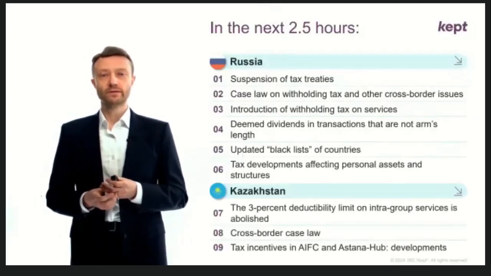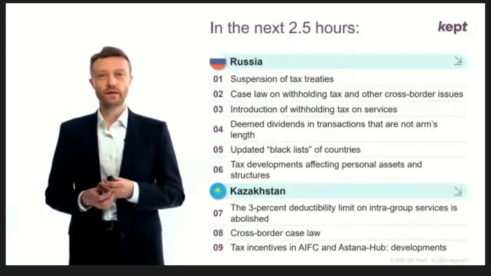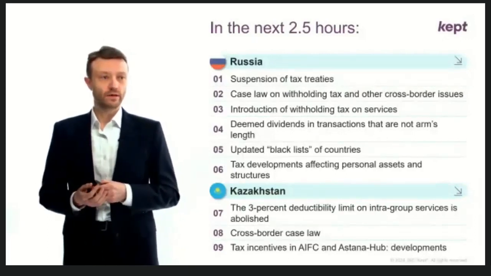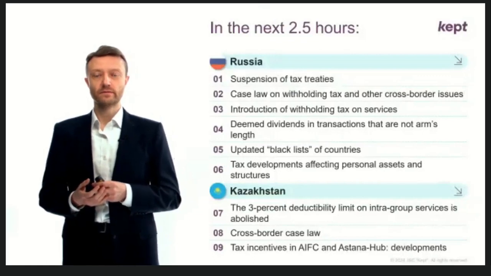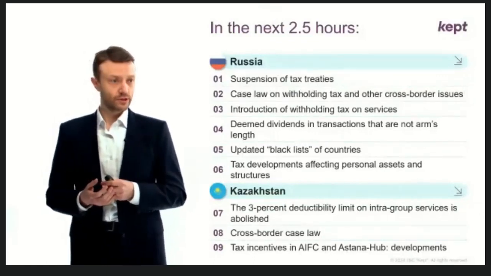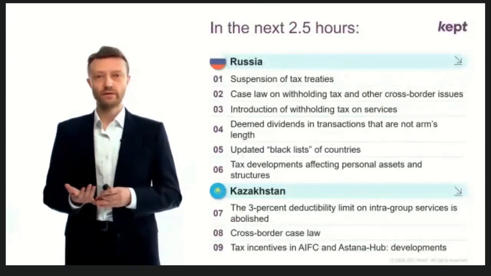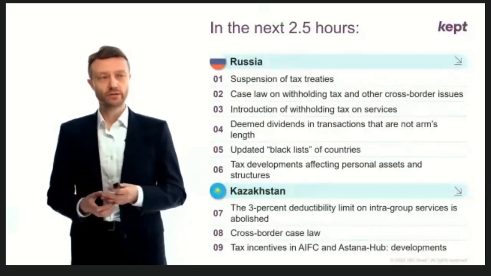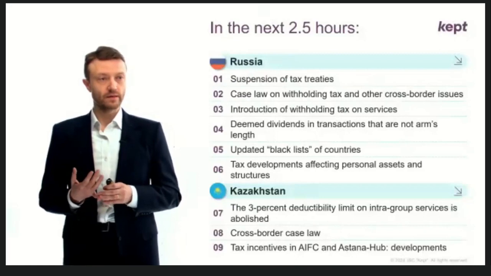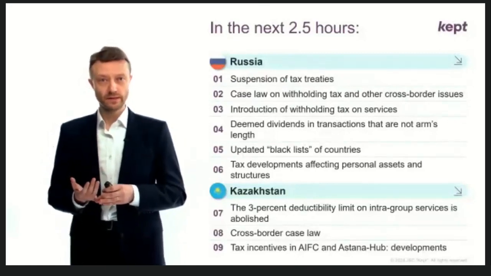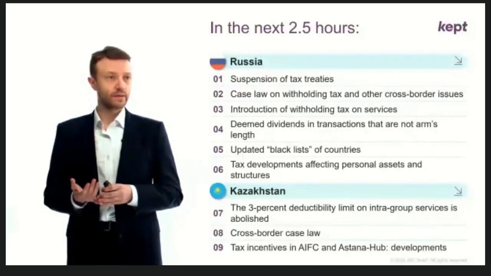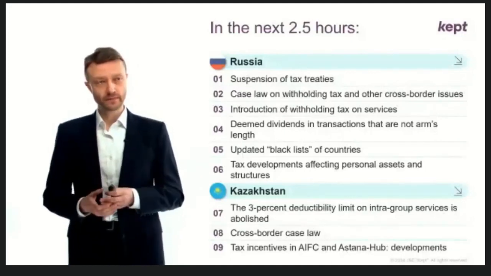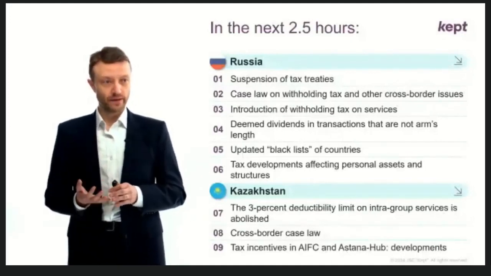Next, we will continue and discuss changes in Kazakhstan. I see more and more interest among our clients and among international companies in this country, and its tax rules and practice are constantly changing as well. We'll talk about three major developments that affect many investment structures with assets in Kazakhstan. The first one is the limits on deductibility of intra-group services. The 3% limit, which was introduced more than a year ago for 2023, was abolished. Not completely, but it was narrowed down quite significantly.